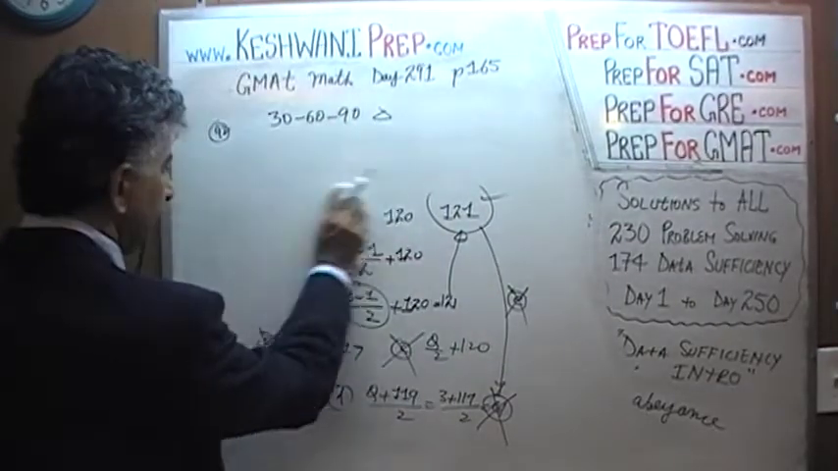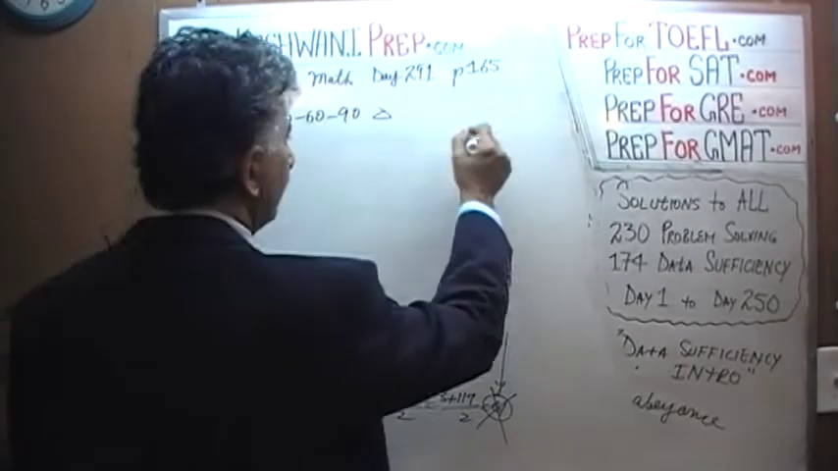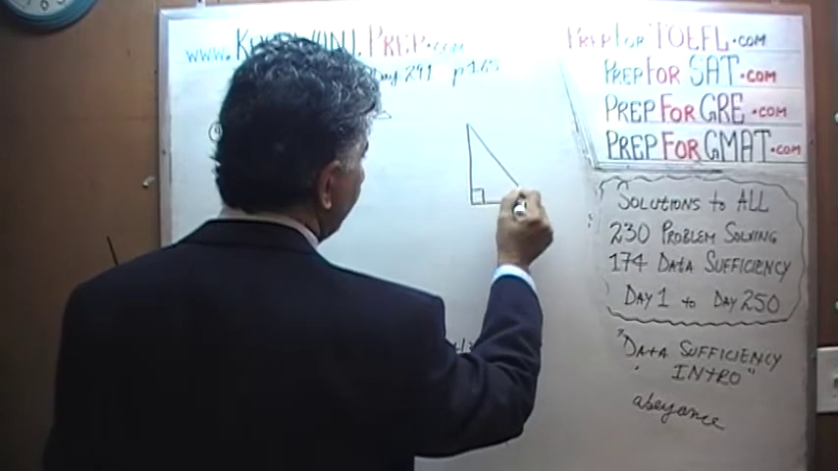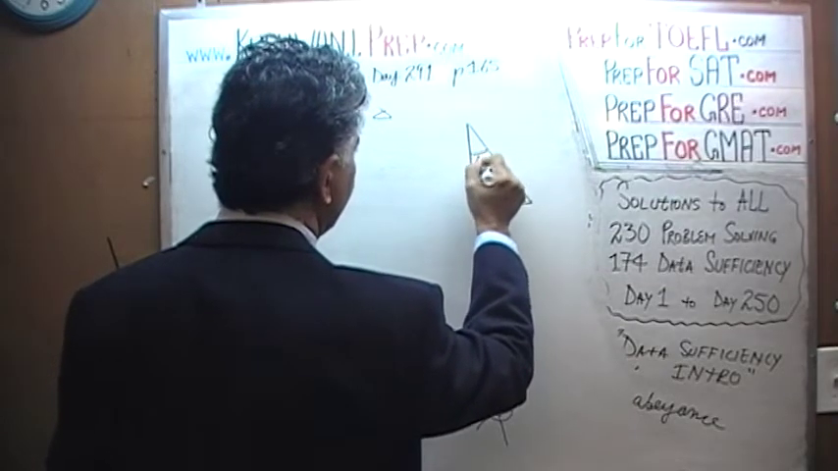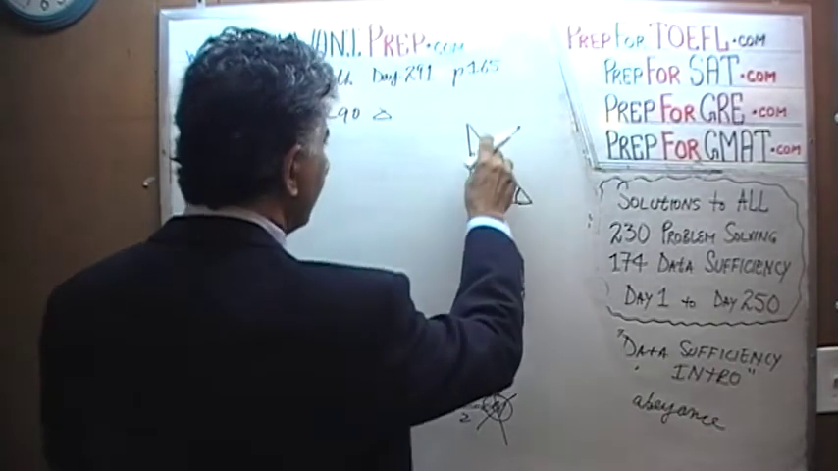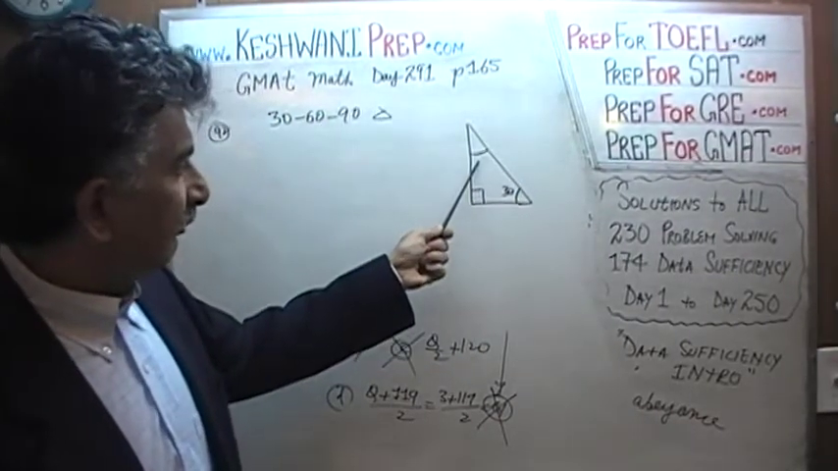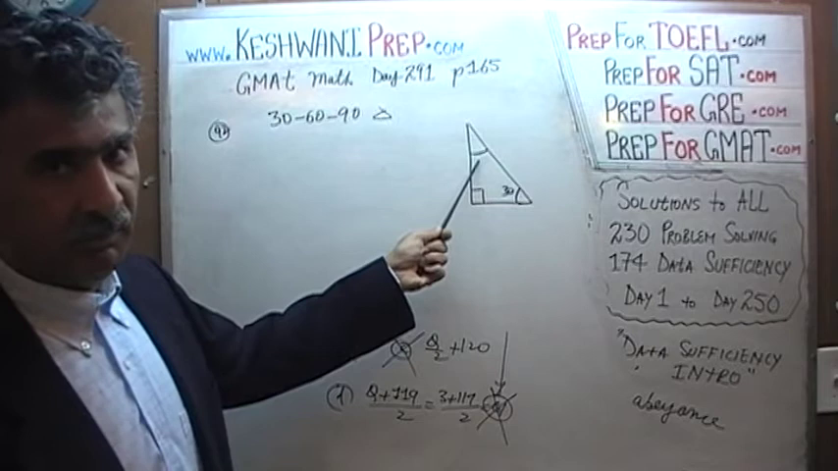Let's take a look at the 30, 60, 90 triangle first before we worry about solving the problem. So here's our 30, 60, 90 triangle. Here's our 90 degrees, here's the 30 degrees, and here's the 60 degrees. Or rather, the other way around. Tell me why the other way around. Why am I about to erase? I put down 60 here and I'm about to erase it. Can you tell me why?